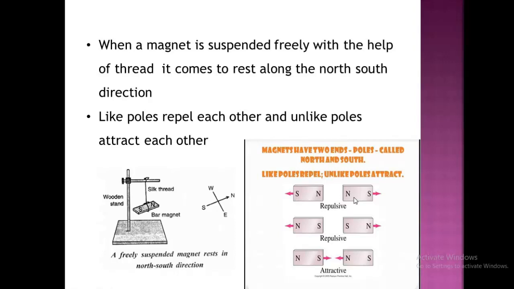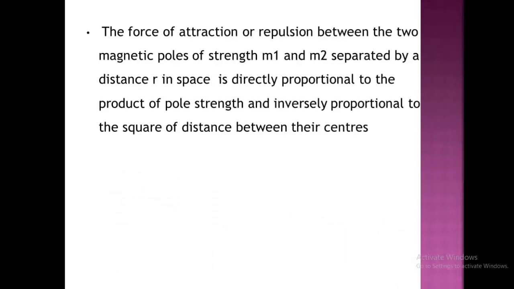It won't always be that magnets of the same strength come next to each other. Maybe one will be stronger and the other weaker. That also can happen, right? So here, they are separated by a distance r, and one side is m1 and the other side the strength is m2. So m1 and m2 are the strengths of the two poles of two magnets, separated by the distance r. Then the force of attraction or repulsion will be directly proportional to the product of their strengths, m1 and m2, and inversely proportional to the square of the distance between their centers. So F is proportional to m1 m2 by r square.